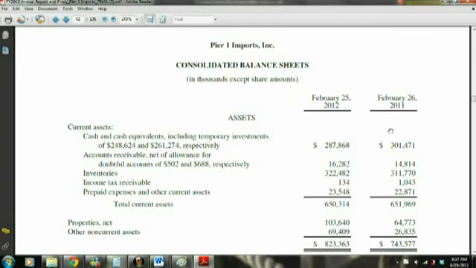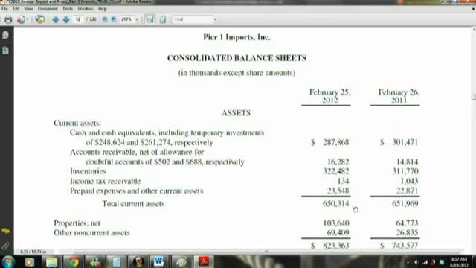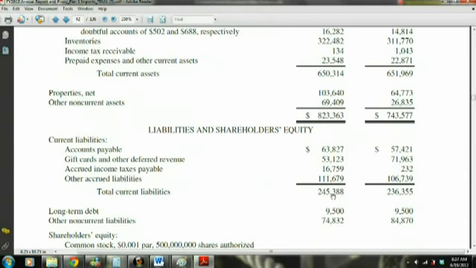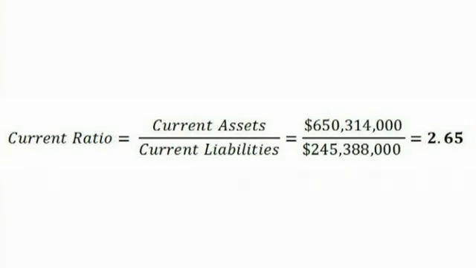Here we have the balance sheet for Pier 1, which shows that Pier 1's fiscal year ends on February 25th of each year. We are going to be looking at the amounts reported for fiscal year ending on February 25th, 2012. These statements are reported in thousands. As you can see, Pier 1 reported total current assets of $650,314,000 and total current liabilities of $245,388,000.